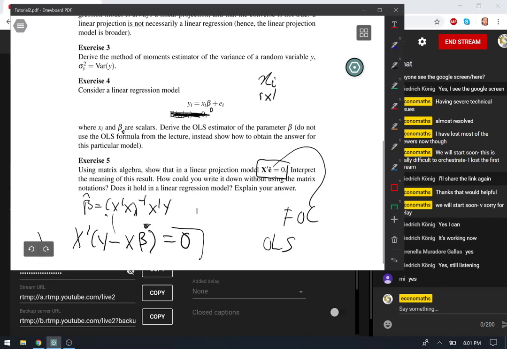This gives you the definition of the beta hat that is the linear projection in the sample case. Are there any other questions then?